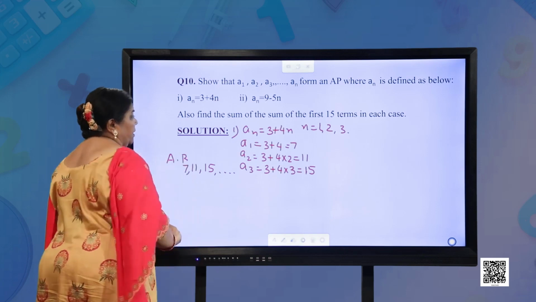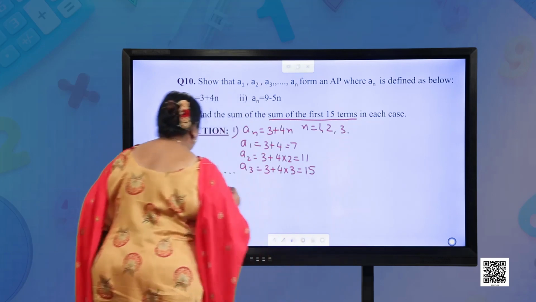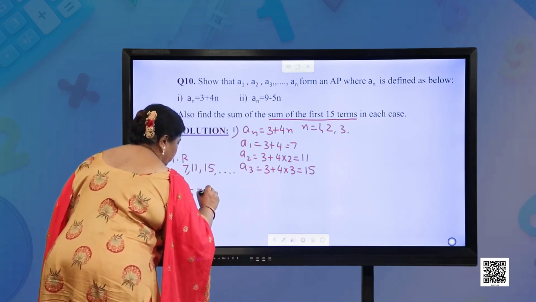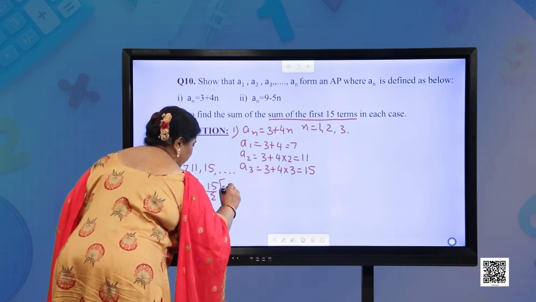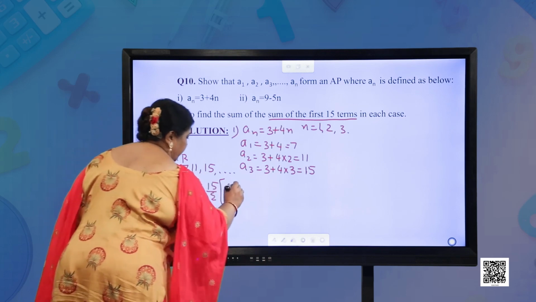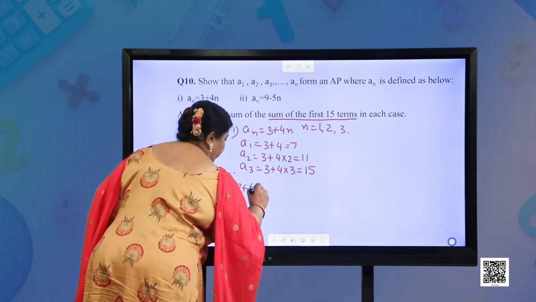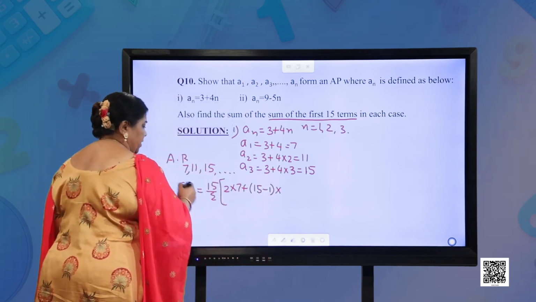This is an AP. I need to find the sum of the first 15 terms. That means S15 is equal to 15 upon 2 into (2a, what is the first term? 7, plus (n minus 1), so 15 minus 1) into d. What is d? 11 minus 7 is 4.